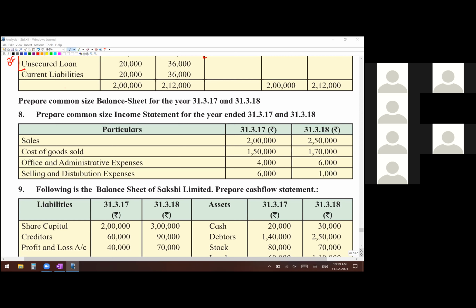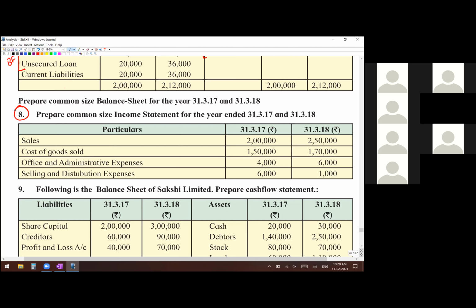Have a look at question number 8 over here. Prepare common size income statement for 2 years for the year ended 31st March 17 and 31st March 2018. What are the particulars there? Sales, which is your income, start from there. The first relating to all your direct expenses is cost of goods sold minus and get gross profit. And then from gross profit, deduct both those two items, office and administrative expenses and selling and distribution expenses, which are known as operating expenses, minus that and get net profit. Okay, so final answer, net profit, and that is the order you are going to solve in.